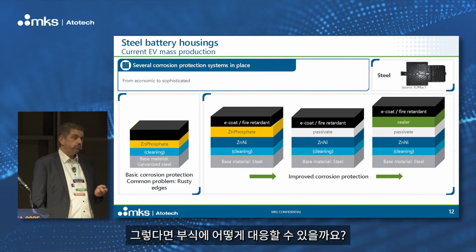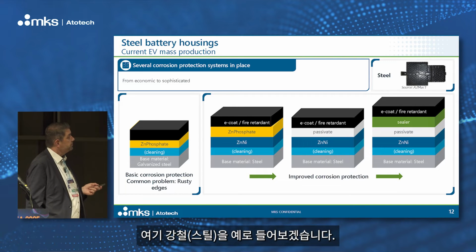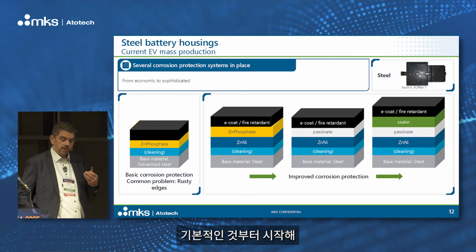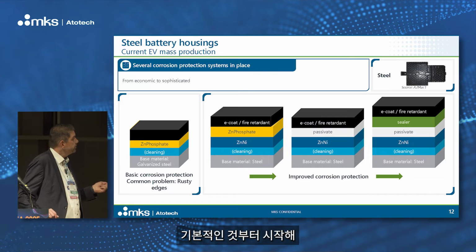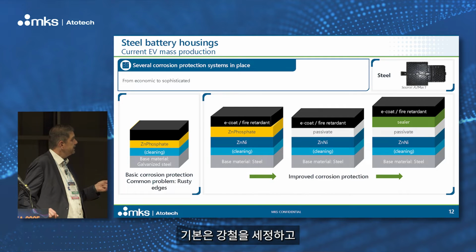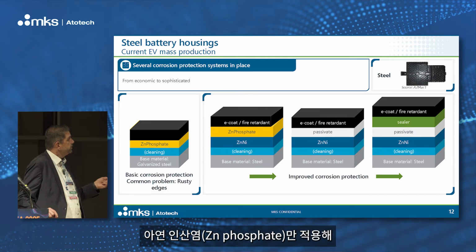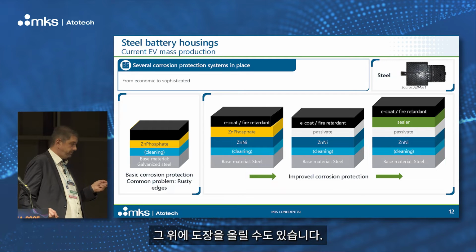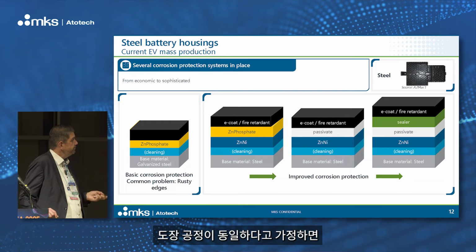What can we do against corrosion? This here is an example for steel. There are different ways and surface layer treatments that we can apply, and we go from here, which is basic, to more and more sophisticated systems. Basic is you have a cleaning step of the steel, and then you only use a zinc phosphate, which provides a basic passive layer, and then maybe you have painting on top. Let's say the painting remains the same for all.